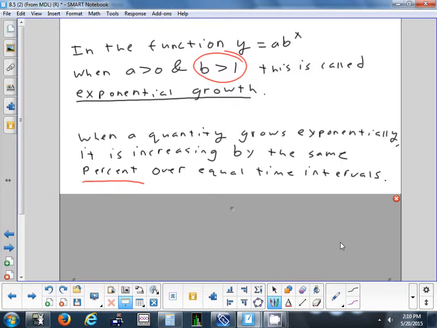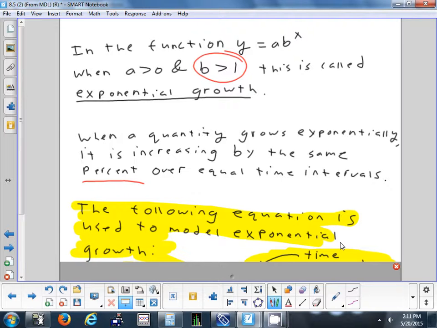Same thing with salary. Sometimes people get a 2% raise or 1% raise every year. If that continued forever, that would be exponential. It can't continue forever because there's not enough money. But if something goes up the same percent over the same time, that's exponential.